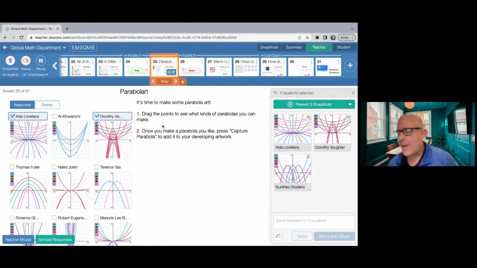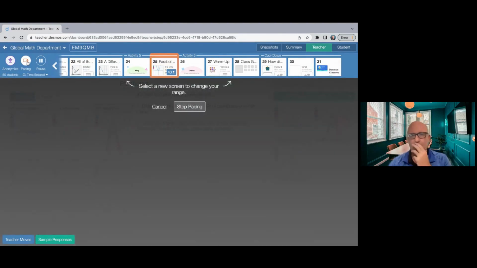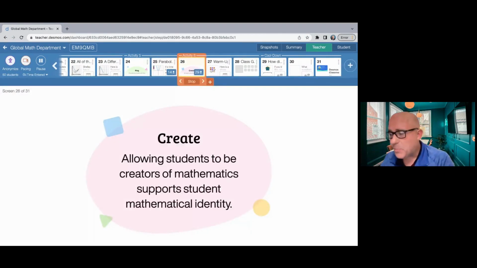I want to make sure we have time to tackle the last thing here. I had teased it a little bit. I'm going to move us forward. I love letting students create and be creators of things. And it doesn't have to be big, grandiose things, but when we let them take control of things, we really support their mathematical identity. It really supports what they think about mathematics.